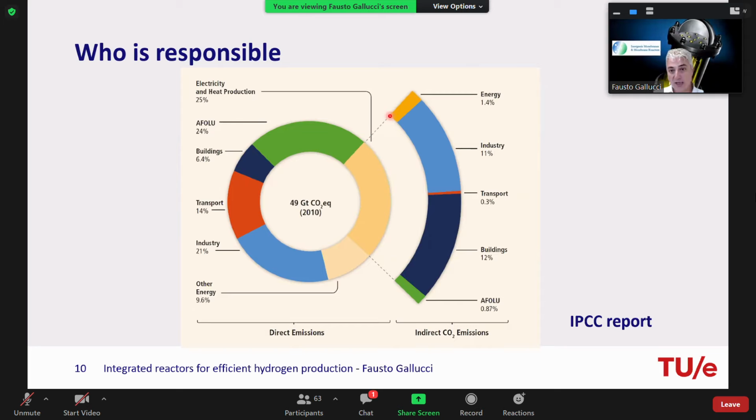And if you zoom in on electricity production, of course, you do electricity production because of people living in buildings, for industry, for agriculture again, and for energy in general. So basically, these are the responsible. Actually, it's very strange to say that industry is responsible.